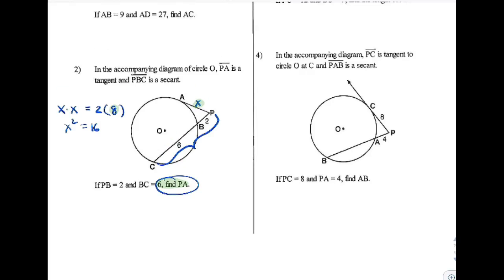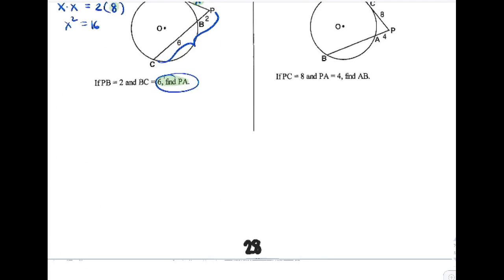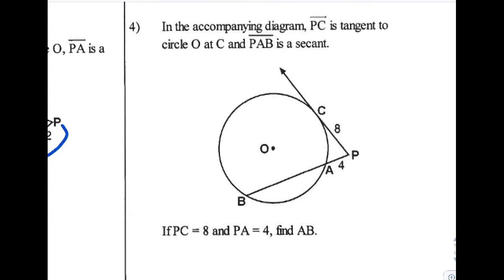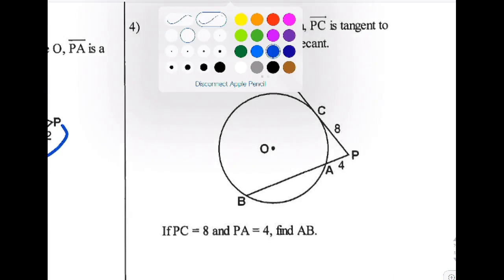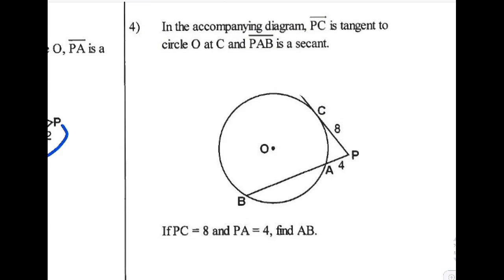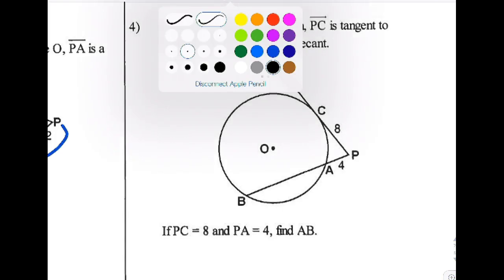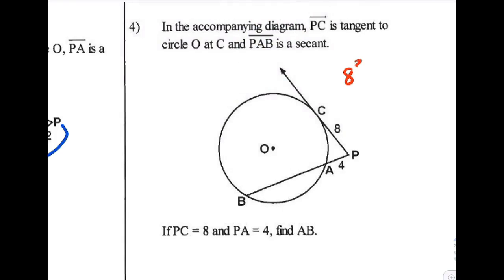And the last one, same thing here. Now this might look a little different because we haven't seen one where the tangent was drawn past it. You're used to that. But tangents are tangents, and they're saying that that 8 stops there. So it's the same thing as we've been doing. The outside part times itself equals the outside part times the whole thing. It says PA is 4, PC is 8.